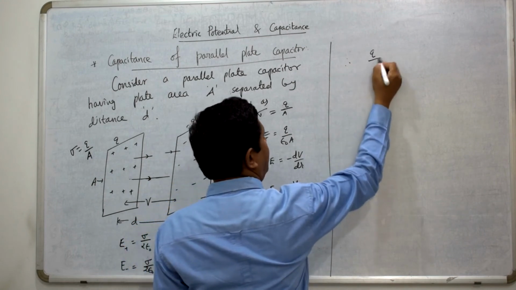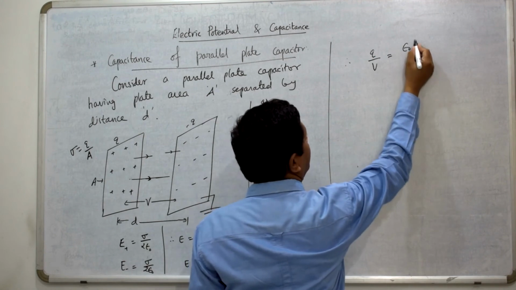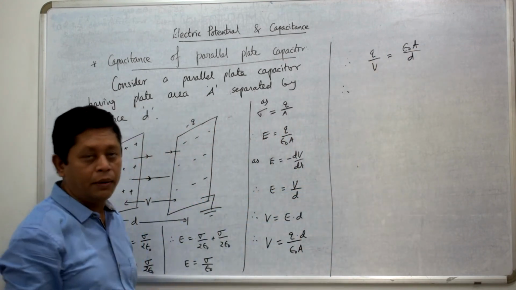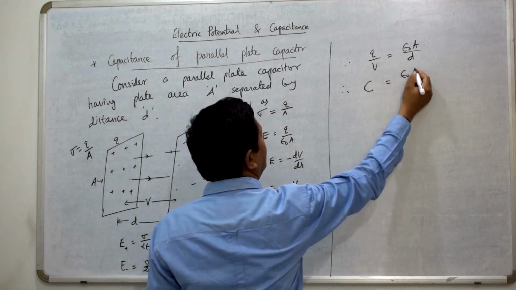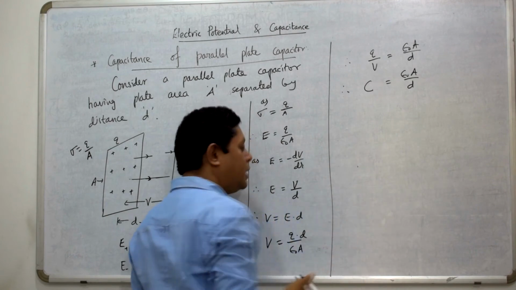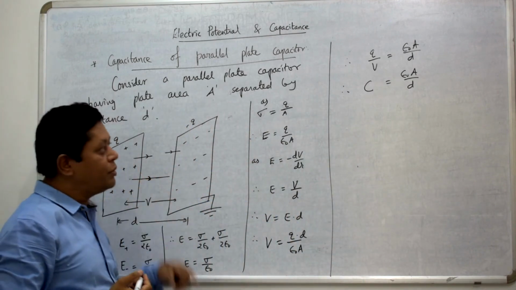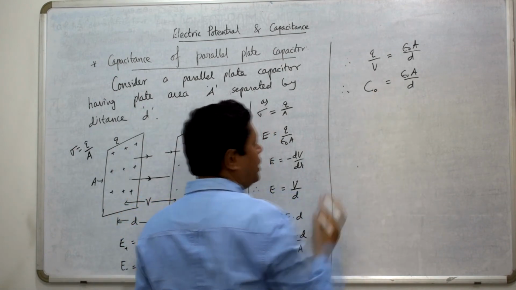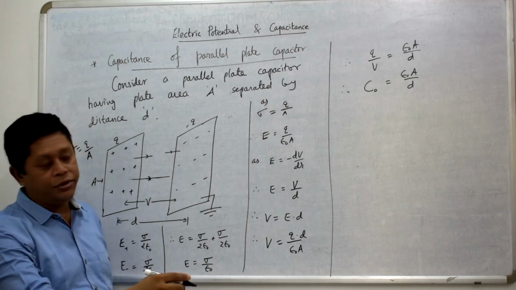Therefore you can write Q by V is equal to epsilon naught A by d. But this quantity Q by V is nothing but C, the capacitance of the conductor. So C is equal to epsilon naught A by d. Here epsilon naught applies because the medium between the two plates is vacuum, and that's why this is the capacitance of a capacitor having vacuum between the plates. You can represent it by the symbol C suffix 0.